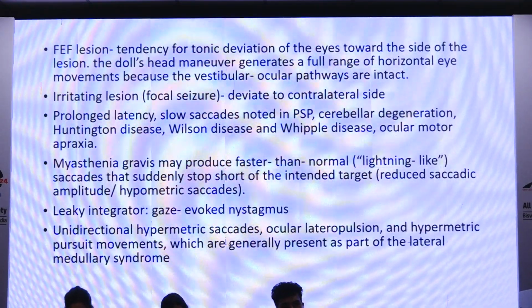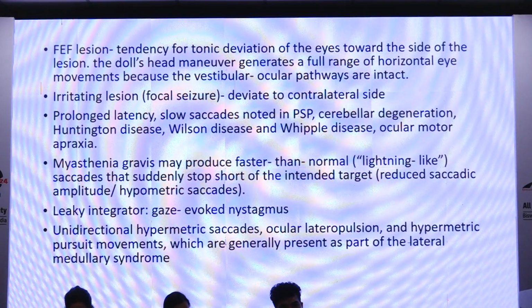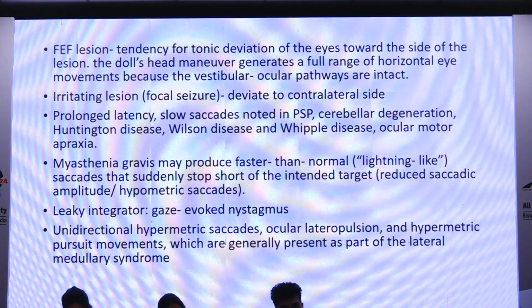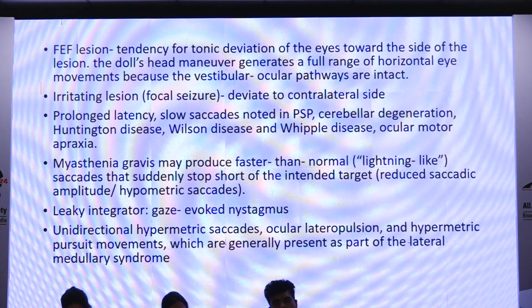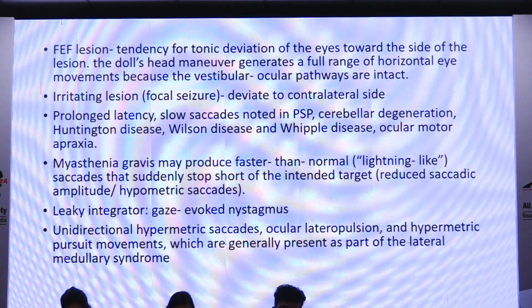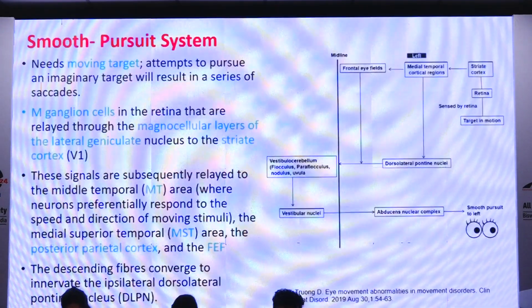And as we know, whenever we go to ICU patients, whenever there is a lesion in the frontal eye field, it indicates that the contralateral saccade will be initiated, but now it is not happening. So the eyes will be conjugately deviated to that side. But if it is a seizure-like irritating lesion, then the eyes will be deviated to the contralateral side.